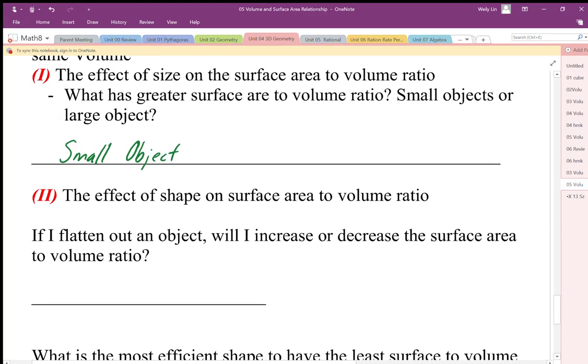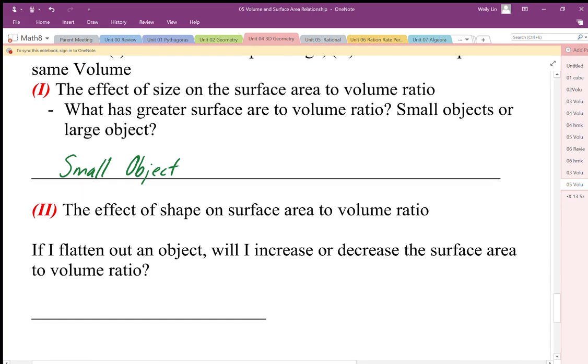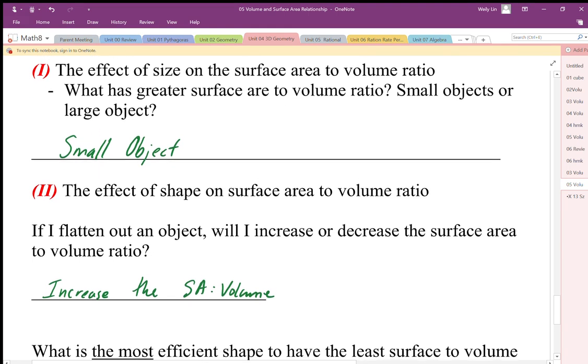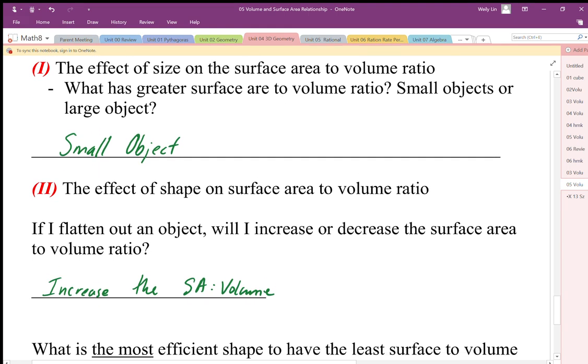What about shape? We're not going to change the size or the volume of it. If we just change the shape of it, we want to flatten out: wide and flat rather than tall and thin. If you flatten out an object, will you increase or decrease the surface area to volume ratio? We're going to increase the surface area to volume ratio. If we have lots of small pieces, we have lots of surface area. If we make it wide and flat, we'll have lots of surface area.